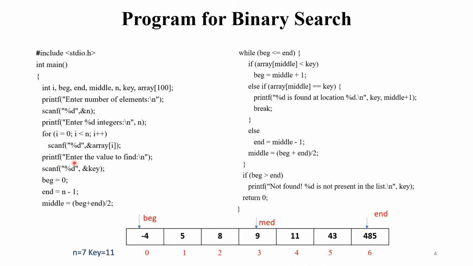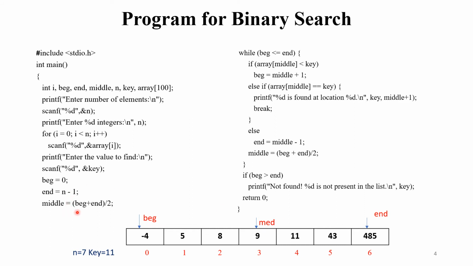Next is printf, enter the value to find. scanf("%d", &key). Here the key value we enter is 11. Next, beginning is equal to 0, which means beginning points to the 0th index. End is equal to n minus 1. Here n is 7, and 7 minus 1 is 6. So we point to the last index.